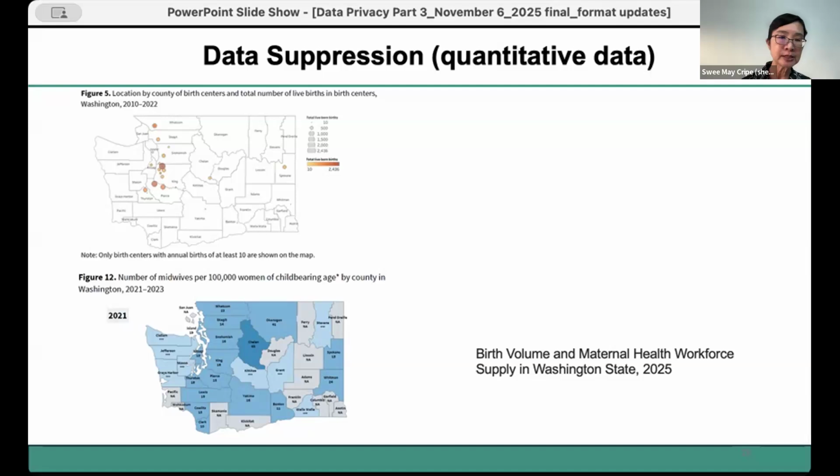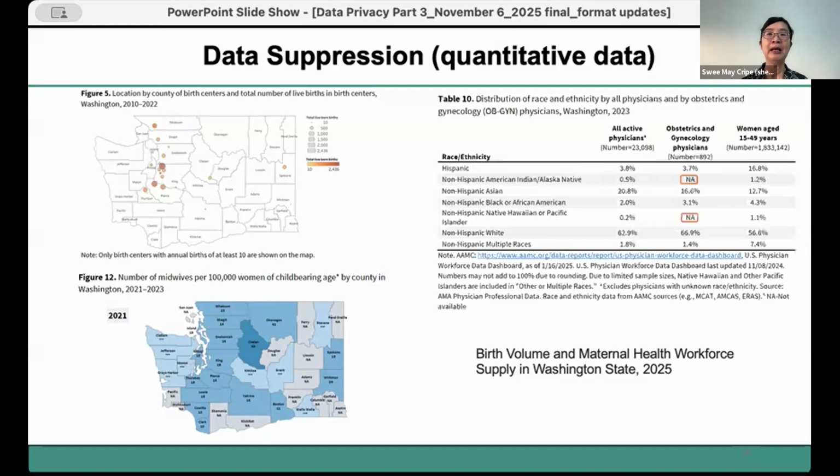And then there are some counties, the really light blue ones, where I've indicated 3 asterisks. Those are counties where the number of midwives per 100,000 women of childbearing age is less than 3. So we do show the data, like what Jen said. We show the data and we explain why we're not showing the numbers or the quantity.